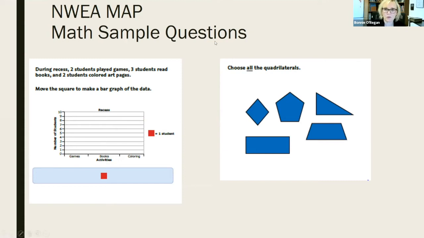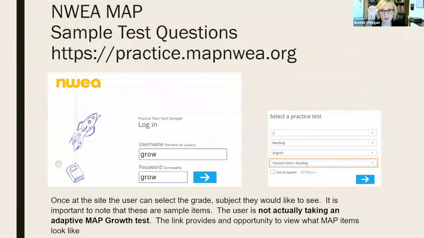Then again, these are static questions that I Googled, and these are the ones I found, some static ones. There's also a practice assessment that the students will be able to access. You can access this at home, or they will also be accessing this as part of the preparation that they get when they go in for their first testing session. Here's the link: practicenwea.org. Username and password are both Bro. This is not an adaptive assessment, and the questions will give you what the question types are.